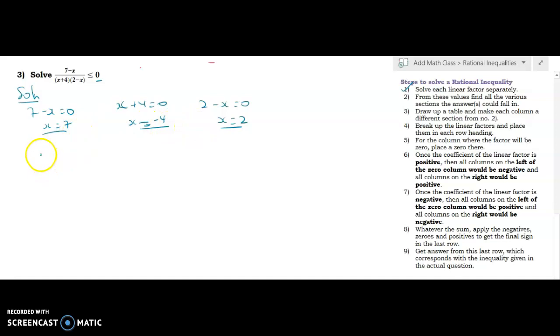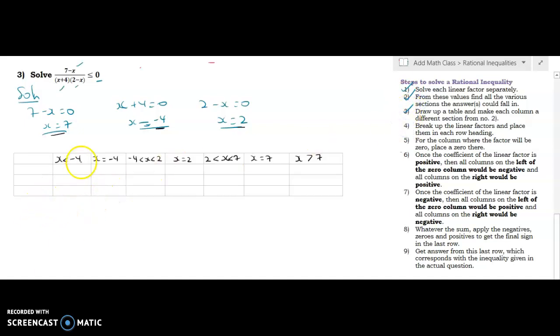From this, I could do my number line, but I don't really need to do one. I will just do up the table straight. So to move on to my table now, I would have these categories: x is less than minus 4, x is equal to minus 4, x is between minus 4 and 2, x is equal to 2, between 2 and 7, equal to 7, and greater than 7. So that takes care of my table.